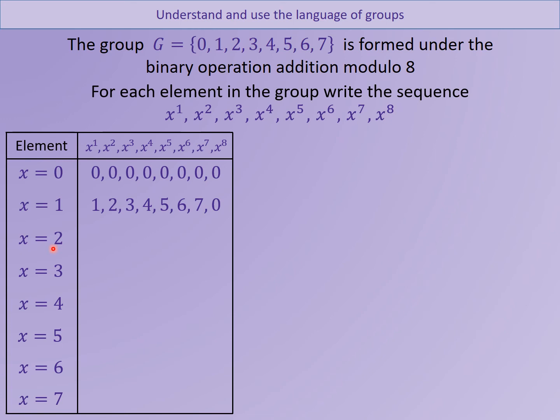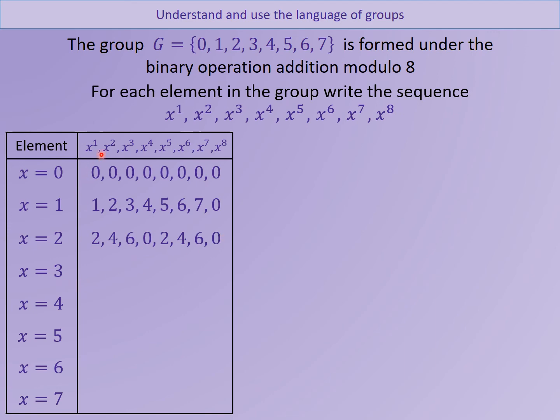2 is slightly more interesting. 2 plus 2 is 4, so it's 2 then 4, plus another 2 is 6, plus another 2 is 8, but don't forget we are modulo 8, so I don't want to see any numbers that are 8 or bigger, so that goes back to 0. Then 0 plus 2 is 2, 2 plus 2 is 4, and so on. So what you notice is this repeating pattern: 2, 4, 6, 0, 2, 4, 6, 0.